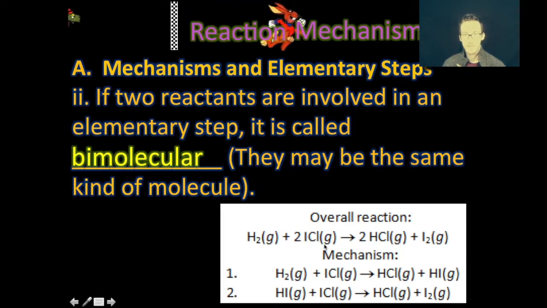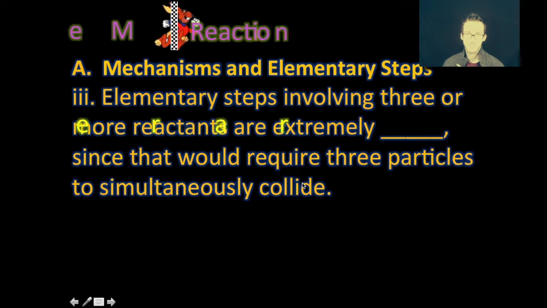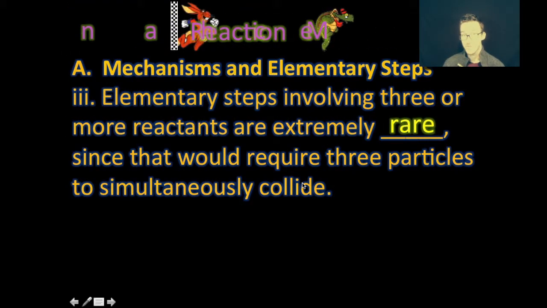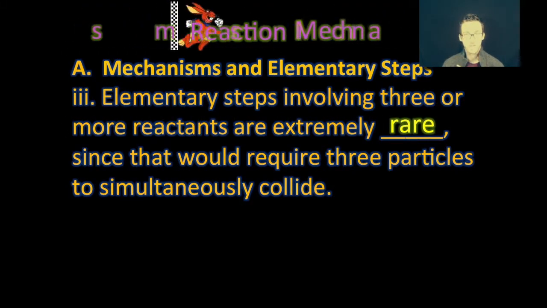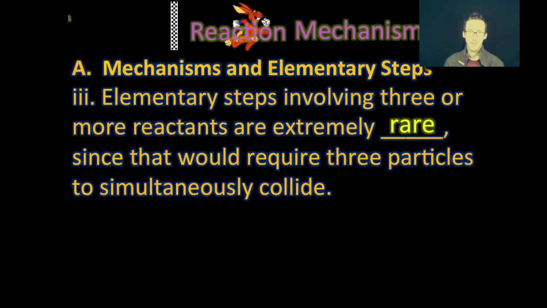And so as you look at the example in your notes, both of the elementary steps we have are bimolecular elementary steps. We've got 2 molecules that are reacting. Again, elementary steps where you have 3 or more are extremely rare. It's going to require those 3 particles to simultaneously collide with the correct orientation and the correct amount of energy. So it's really rare that that happens where you've got 3 or more reactants.